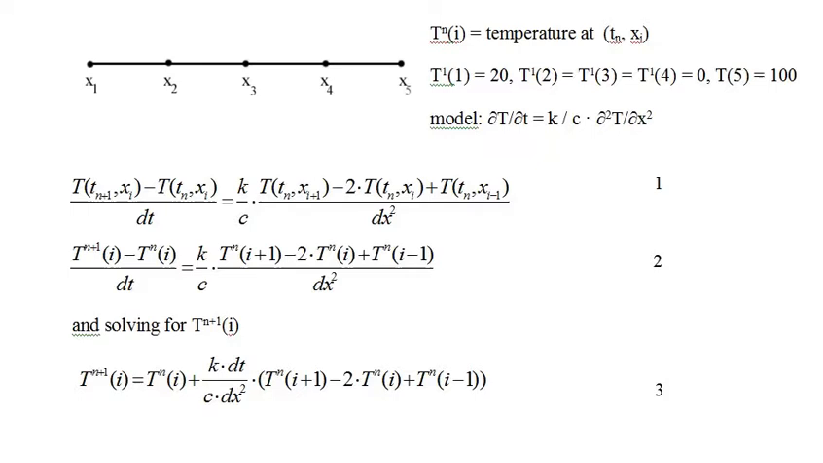Solving equation 2 for T superscript n+1, i gives us equation 3, which is T superscript n+1, i equals T superscript n, i plus k dt divided by c dx squared times T superscript n, i+1 minus 2 T superscript n, i plus T superscript n, i-1. And that's the computational equation that we'll use to compute solutions to this problem.